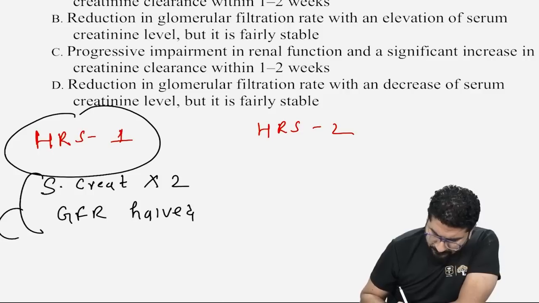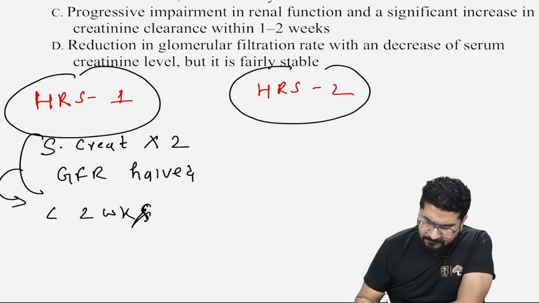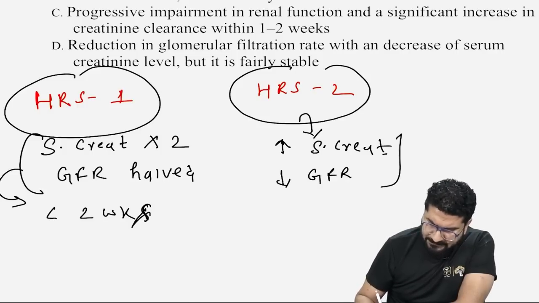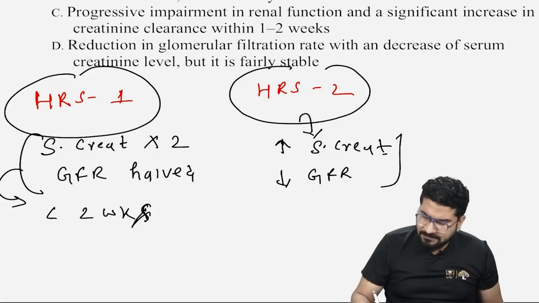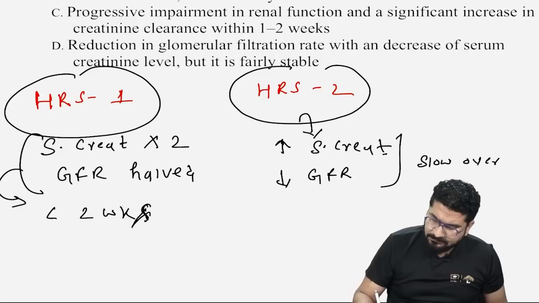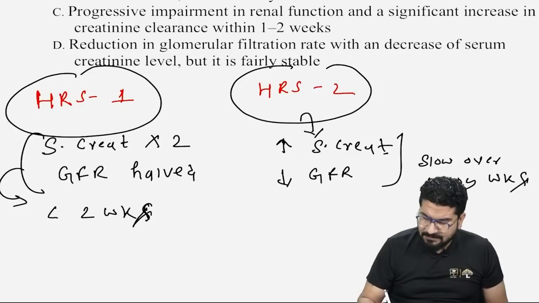And this will occur in less than 2 weeks. So this is like a progressive disease. In this type 2, you will see there will be an increase in serum creatinine and a decrease in GFR. But this is over many weeks. So this is like a slow, gradual change over many weeks. So I can say this patient is fairly stable, but there will be one more finding that we see.